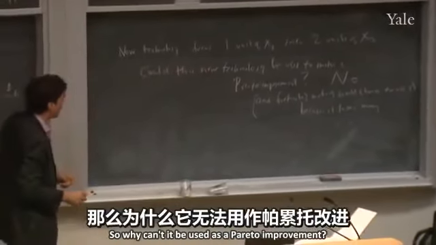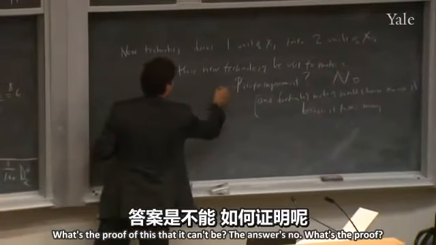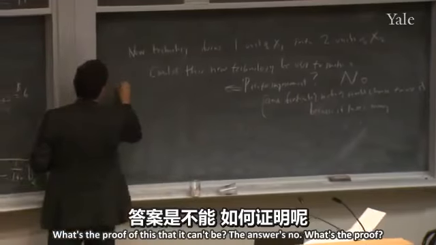So why can't it be used as a Pareto improvement? What's the proof of this? That it can't be. The answer is no. What's the proof?